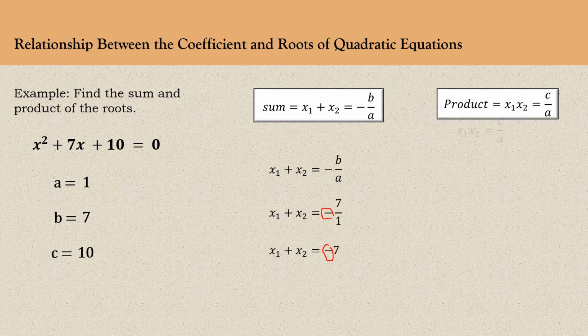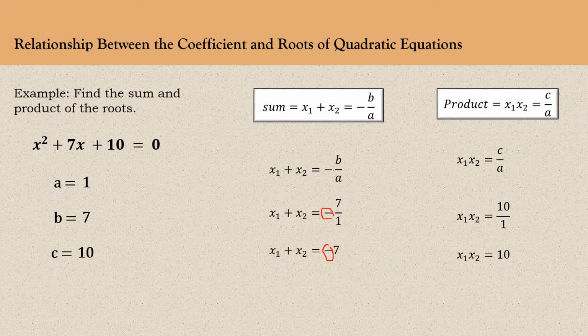You have to find the product. So, product is equal to x sub 1 times x sub 2 is equal to c over a. Again, find the value of your c and a. Okay, c is 10, a is 1. So, 10 divided by 1, okay, the product is equal to 10.